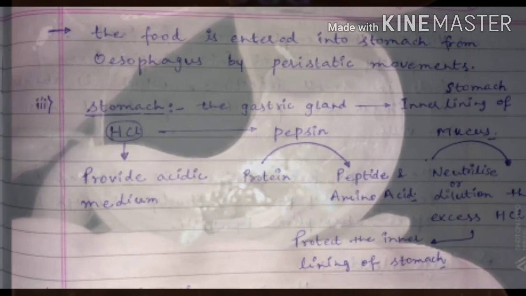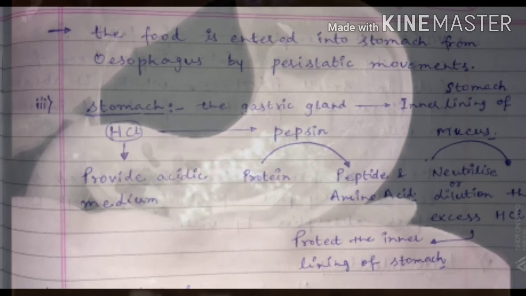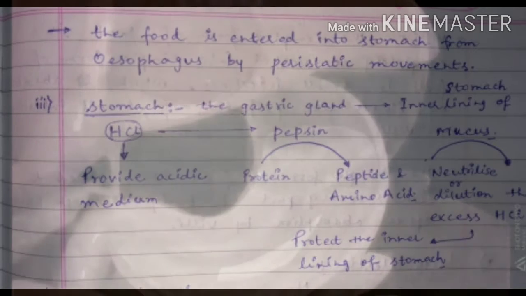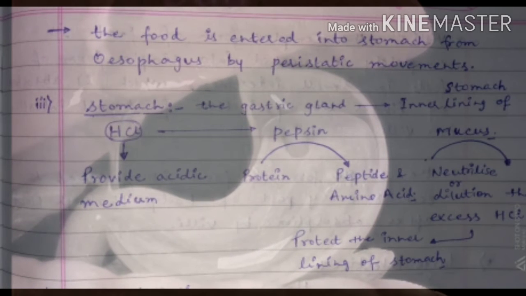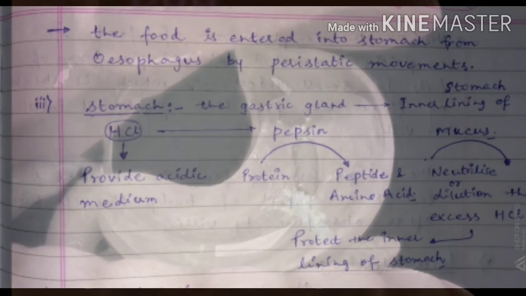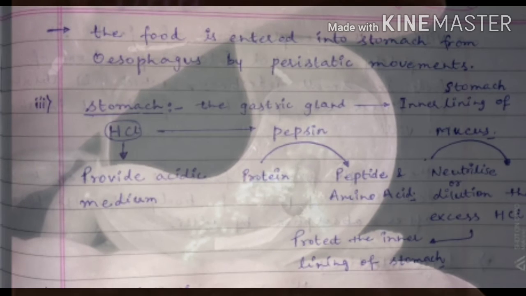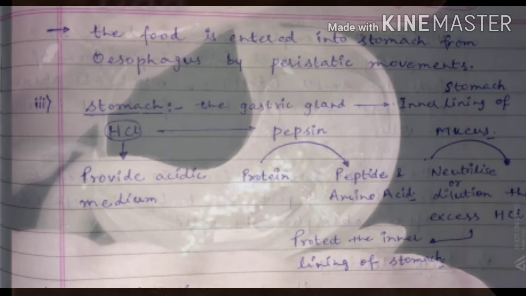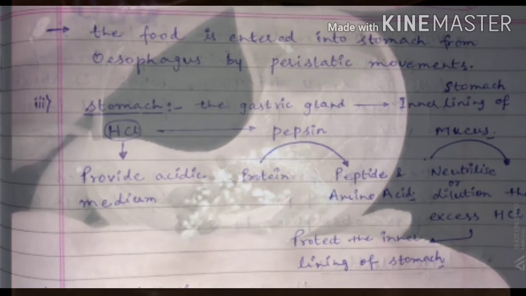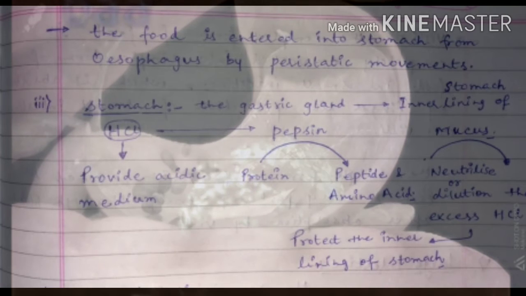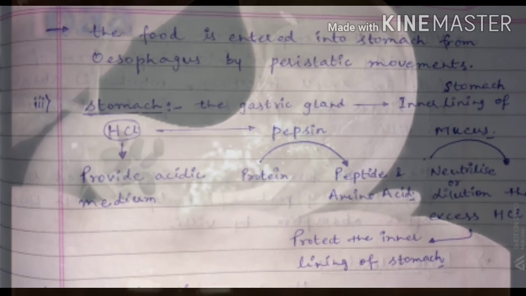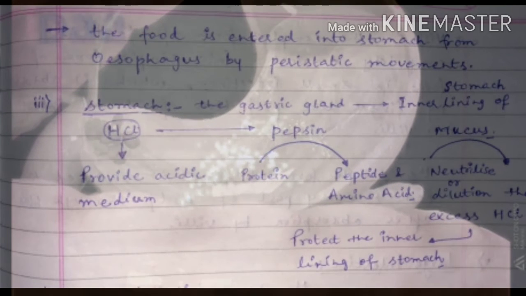After that, in the stomach, gastric juice is released by the gastric glands, which are present in the inner lining of the stomach. The gastric juice contains HCl, pepsin and mucus. HCl provides an acidic medium to the food, so that pepsin can easily work on the food and convert protein into peptides and amino acids.